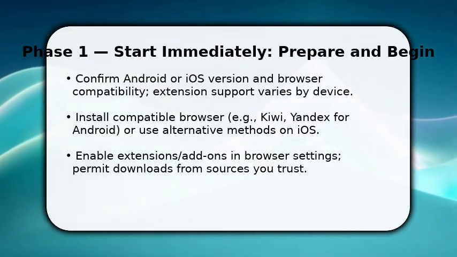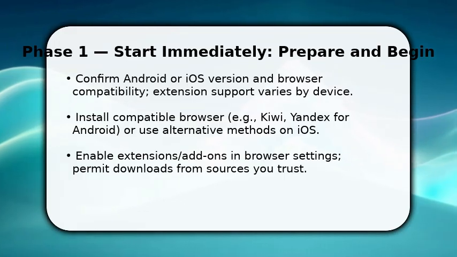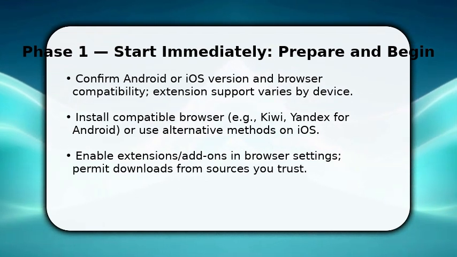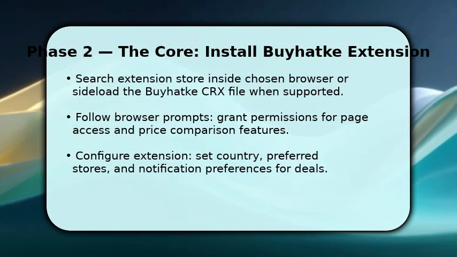Once done, enable extensions or add-ons in the chosen browser settings and allow installations from trusted sources. This prevents permission errors and saves time. Now you install and configure Buyhatke.